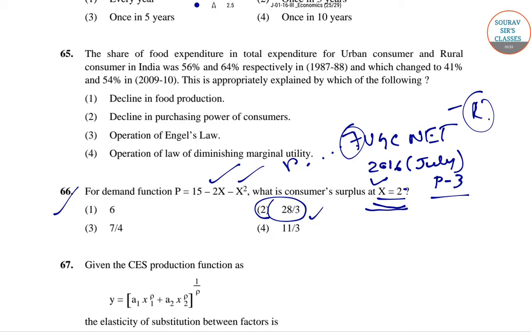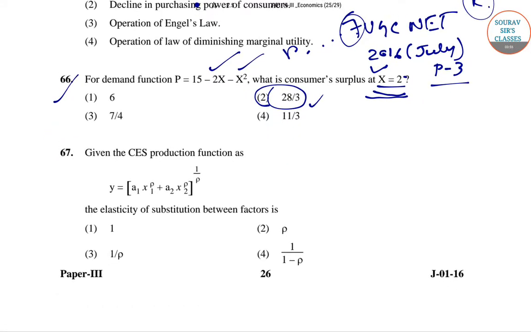Now we'll go to the next question. In this question it is given the CES production function as this. The elasticity of substitution between factors, 4 options are given. So for question number 67, the right answer would be option D, that is 1 by 1 minus rho. So the elasticity of substitution between factors will be 1 by 1 minus rho.